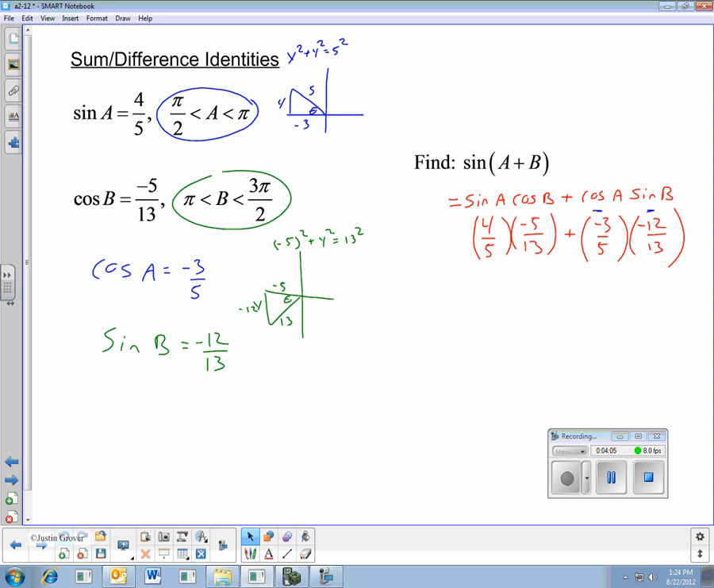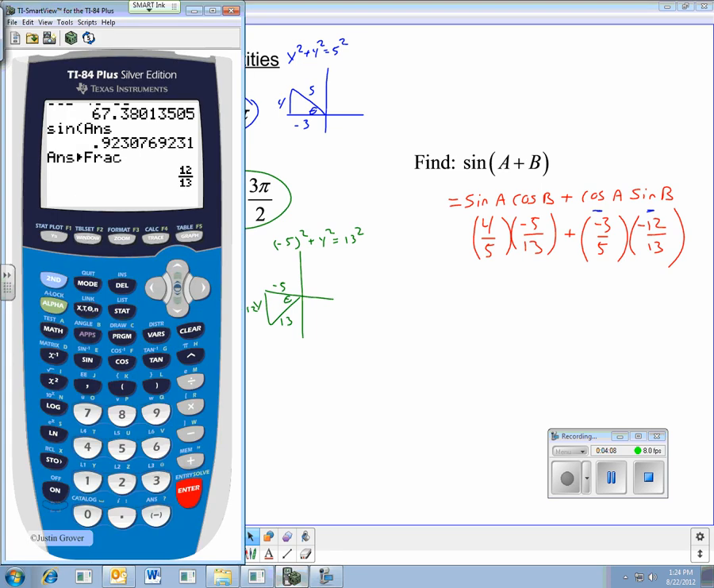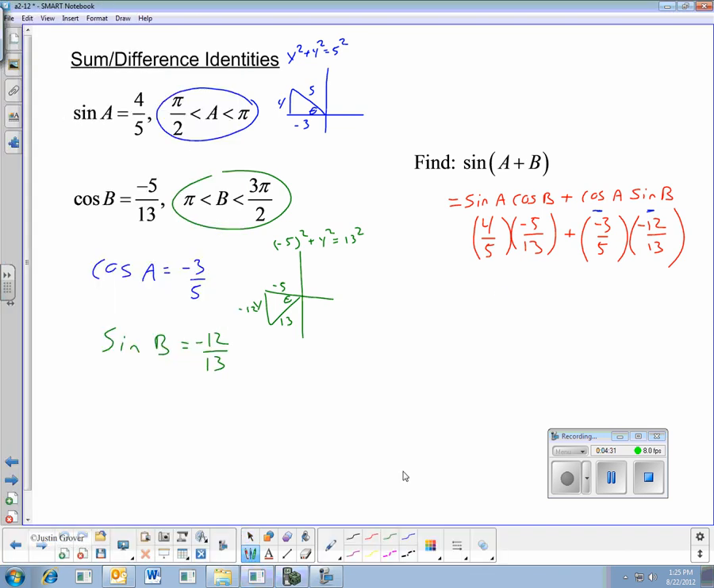I can do this the long way, or I can let my calculator do a lot of this work for me. First, I want to do 4/5 times negative 5/13. I like to do my equations piece by piece, and I'm going to turn that into a fraction. Negative 4/13. So negative 4 over 13. Actually, that makes sense. I could have simplified it a little bit there.